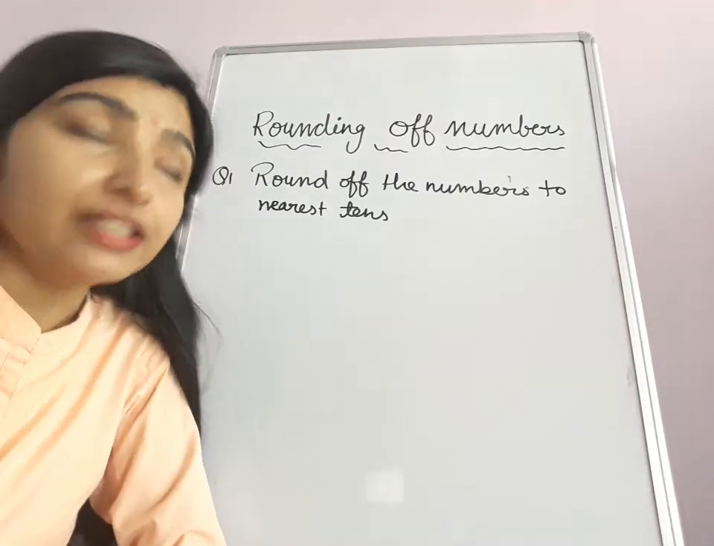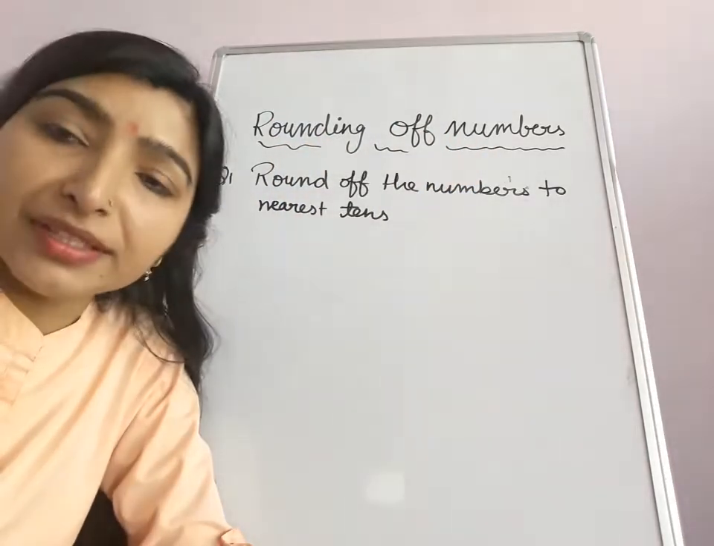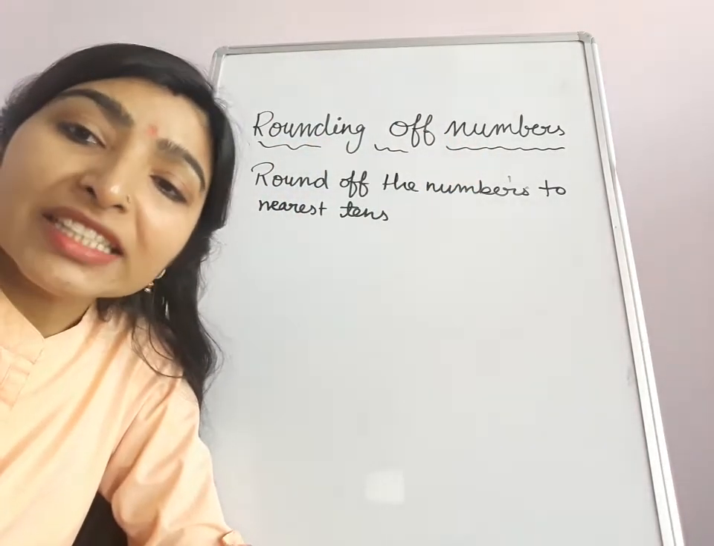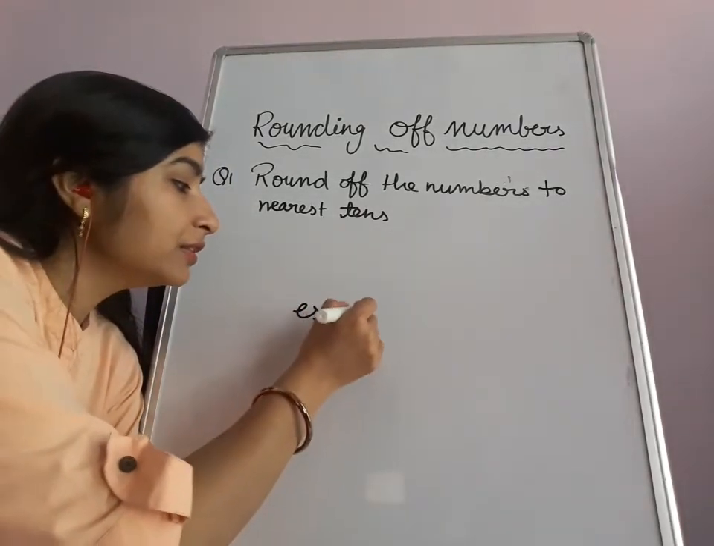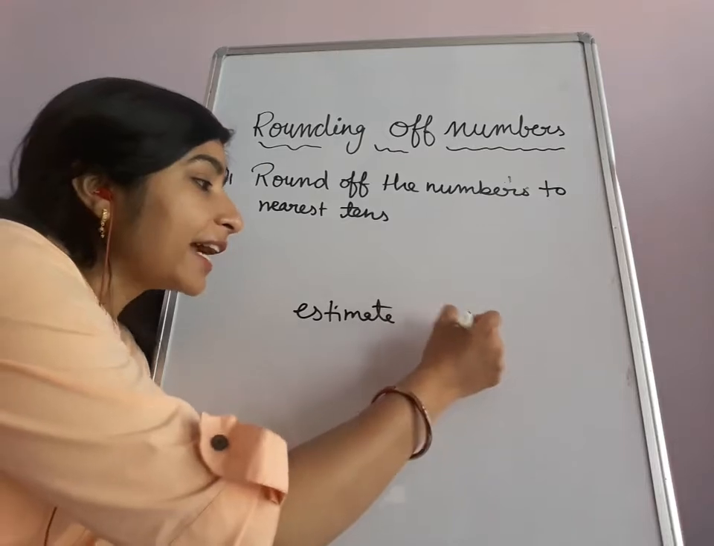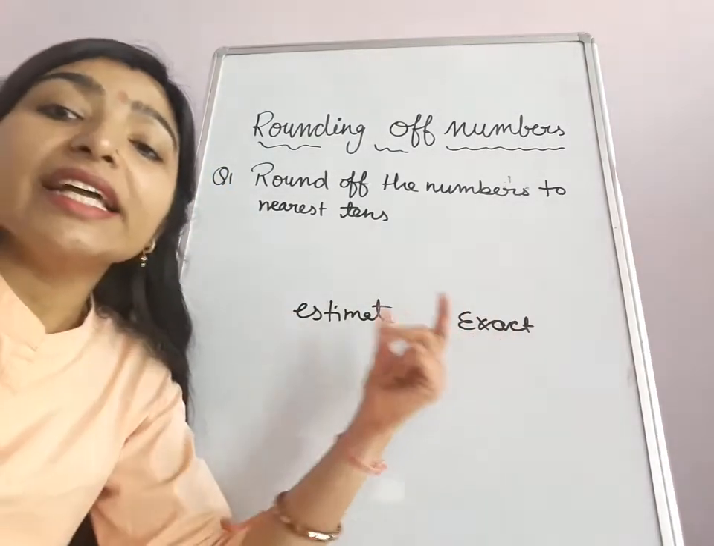Today we will learn rounding of numbers. Rounding means you have to estimate. There are two words, estimate and exact. Exact means what is the exact value?